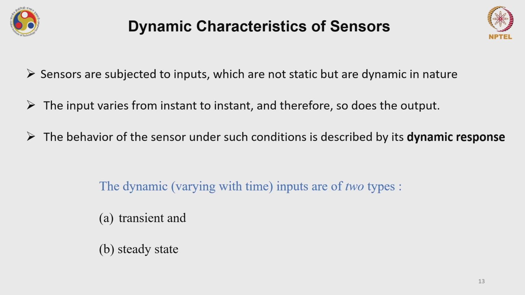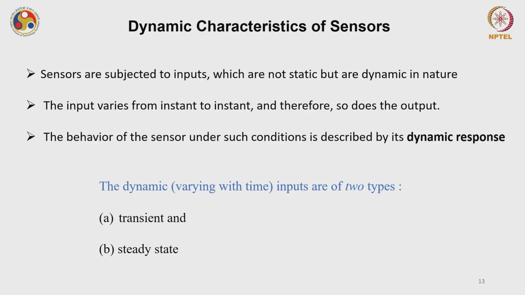With this, we have finished the static characteristics of sensors. Now let us see some dynamic characteristics of the sensors. Sensors are subjected to different input stimuli which are actually not static but dynamic in nature. For example, if you are trying to measure temperature, it is always changing. It is not constant, particularly when a sensor is deployed. Sensors are deployed only where there is a chance of variation in the temperature.